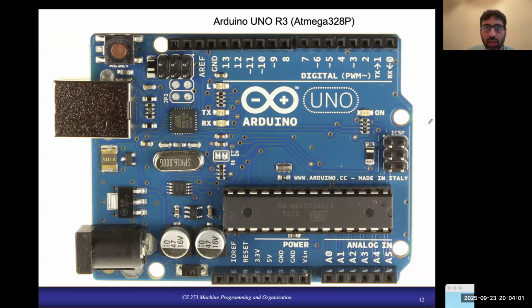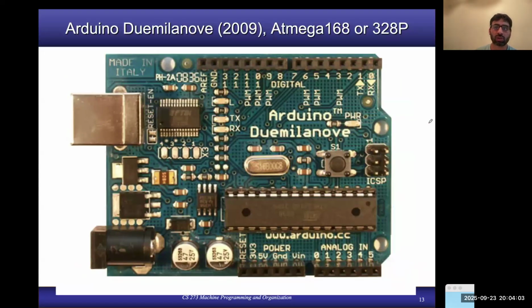For example, we have the Arduino Duemilanove 2009. It was actually the predecessor of the Arduino Uno R3 board. So the Uno R3 replaced this board. This board also uses an AVR microcontroller, but in the older version of the Arduino 2009 it was the 168, and then they replaced it with the 328P.